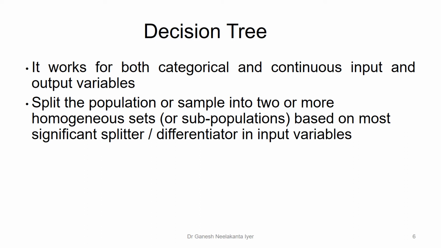It works this way. It splits the population or sample into two or more homogeneous sets based on the most significant splitter. What decides the best division in the first place, the second best division in the second place, and so on and so forth.